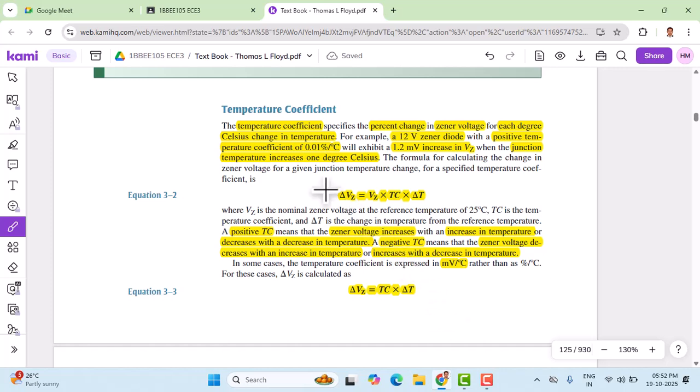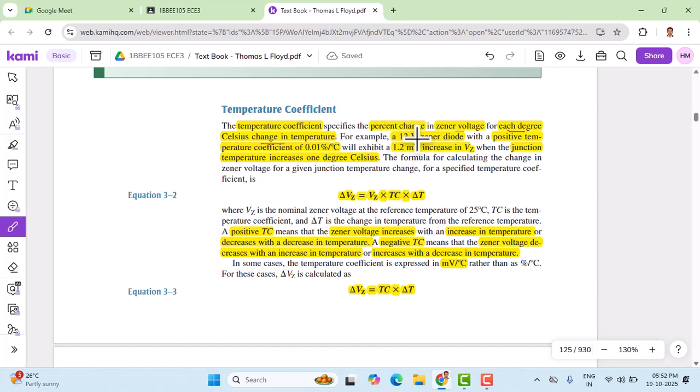We haven't seen this temperature coefficient with reference to an ordinary PN junction diode, but here it's good to look into the parameter called the temperature coefficient. The temperature coefficient specifies the percentage change in the Zener voltage for each degree Celsius change in the temperature. Okay, that is the definition for the temperature coefficient. It's a percentage change in the Zener voltage for each degree Celsius change in the temperature.